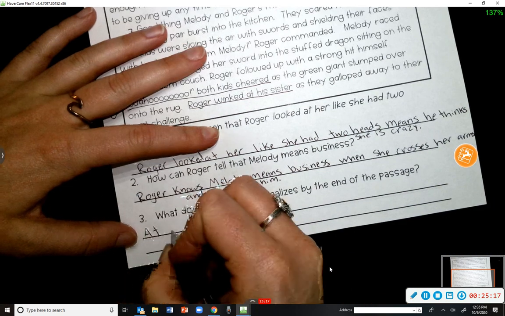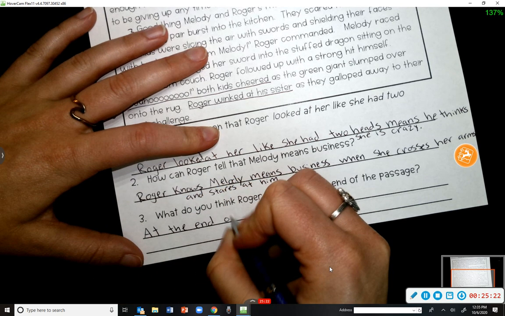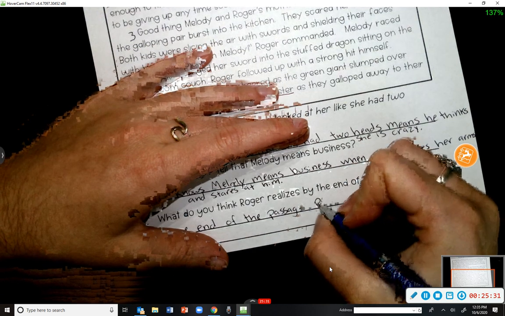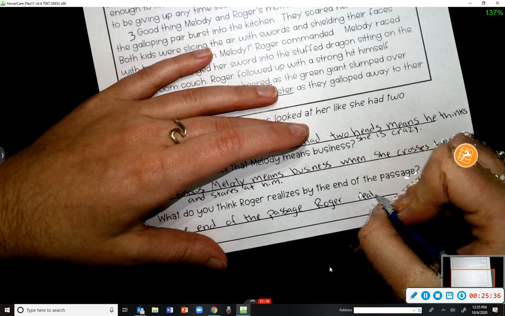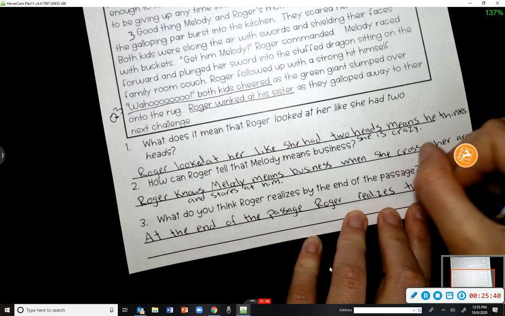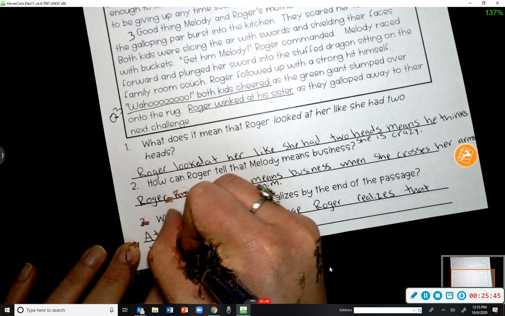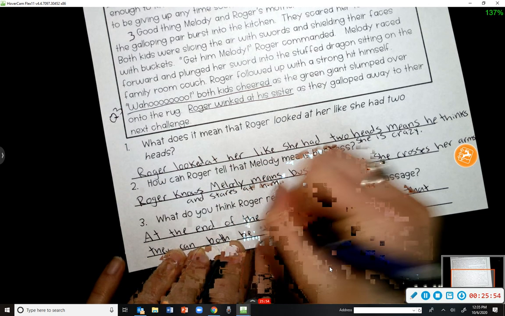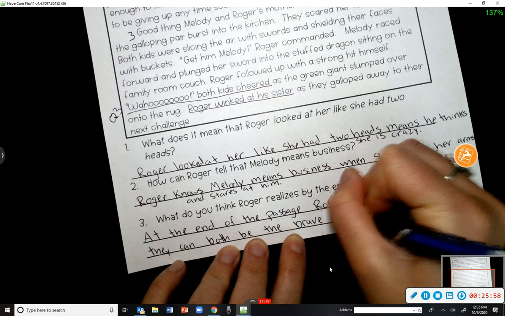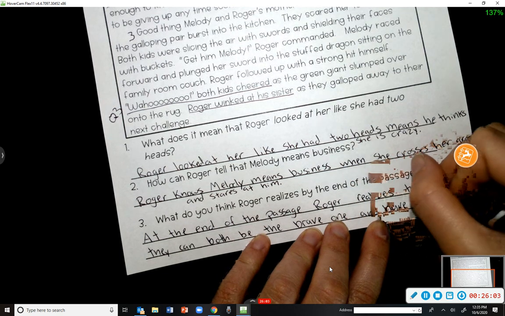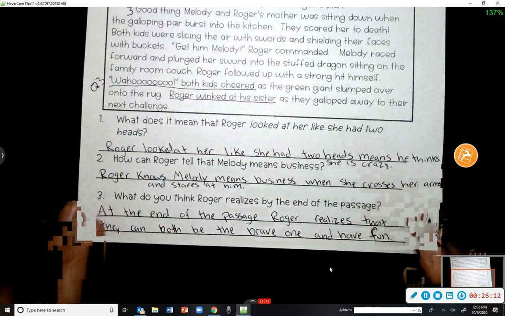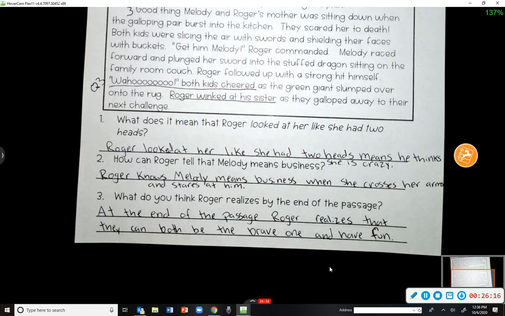So, at the end of the passage, Roger realizes that they can both be the brave one and have fun. Okay, at the end of the passage, Roger realizes that they can both be the brave one and have fun. Get to writing, Gregory.